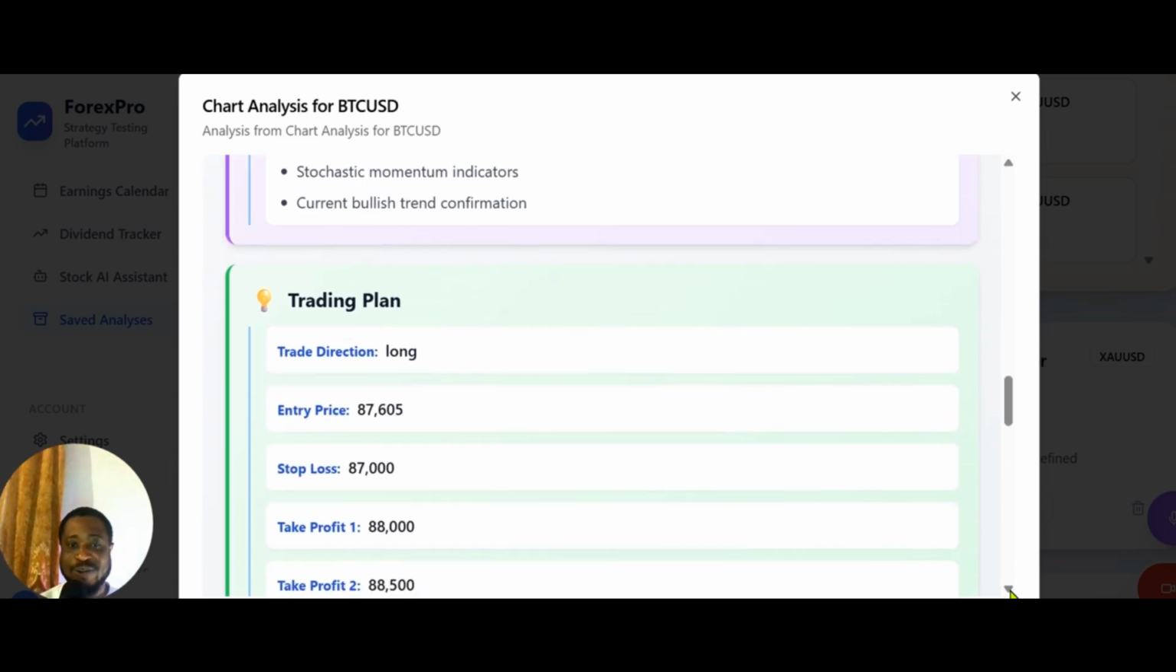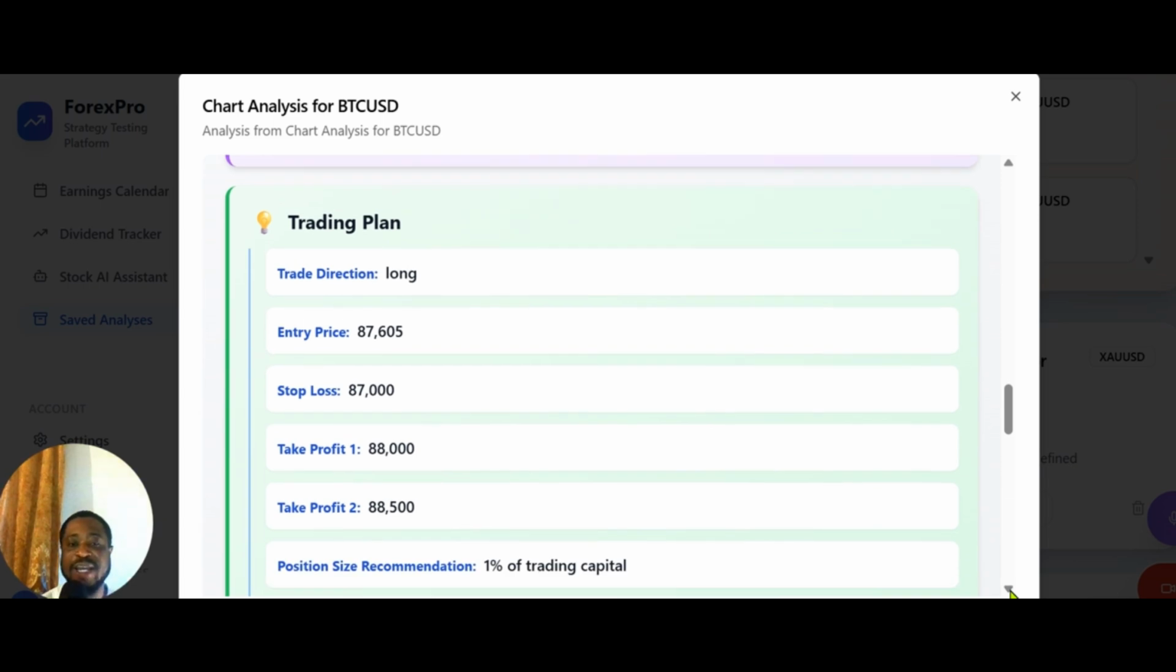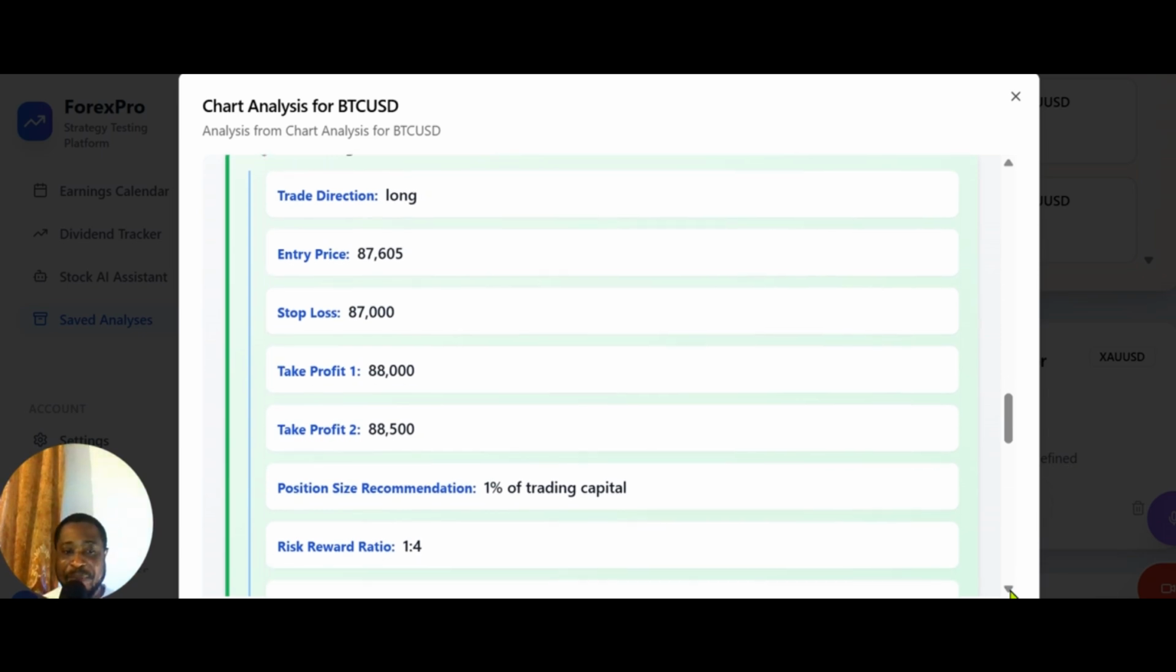The trade plan was what? Trade direction was long, which is bullish. Entry price was 87,605. Stop loss was 87,000. Take profit 1 was 88,000. Take profit 2 was 88,500. Position recommendation was 1% of trading capital. This is amazing. I told you it was giving us a medium probability trade, it wasn't a high potential trade, and that was the reason why it gave 1% of trading capital.